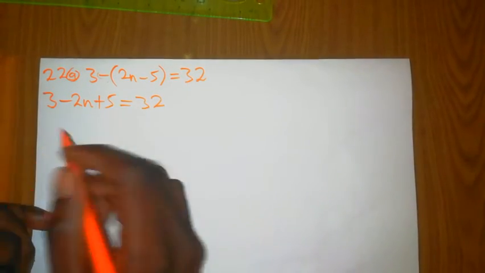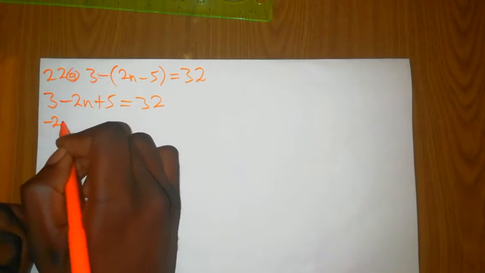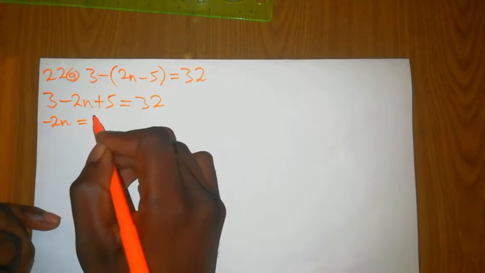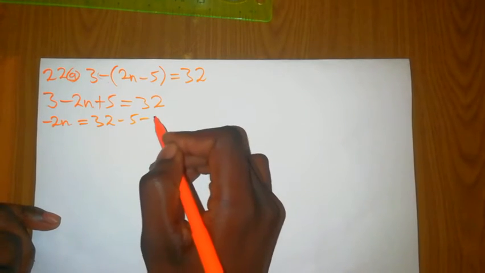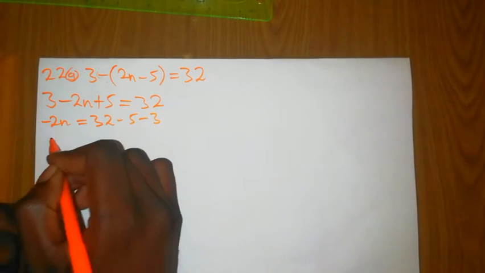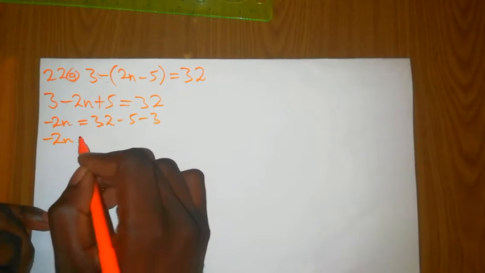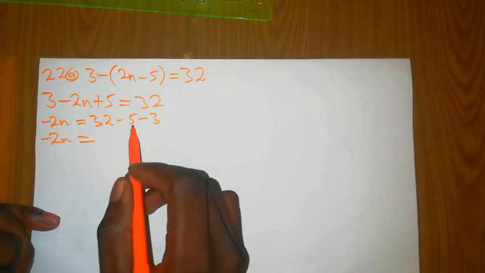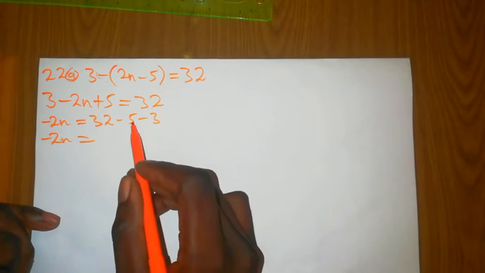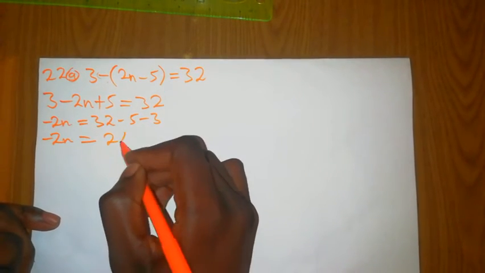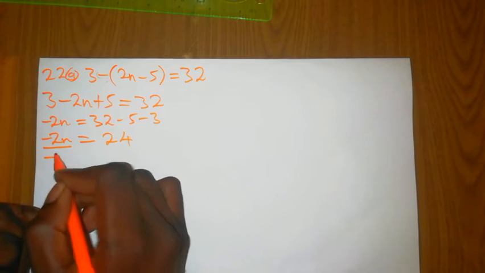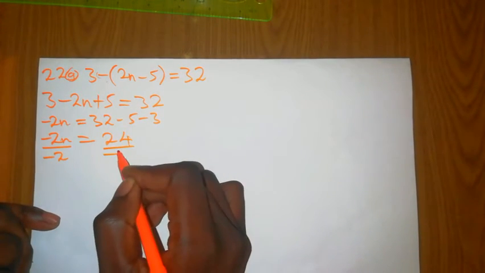Then you collect your like terms. You've got negative 2n is equal to 32 minus 5 minus 3. Then negative 2n is equal to 32 minus 5, which is 27. 27 minus 3 is 24, over negative 2.